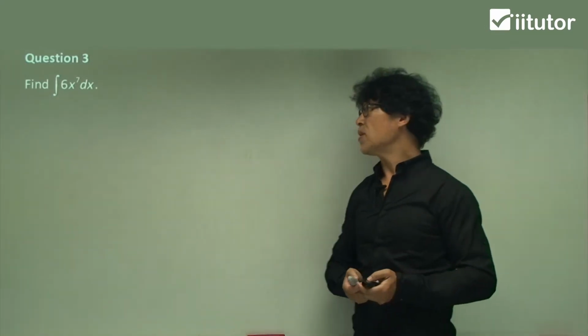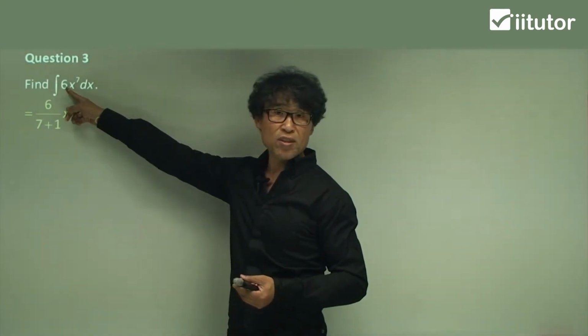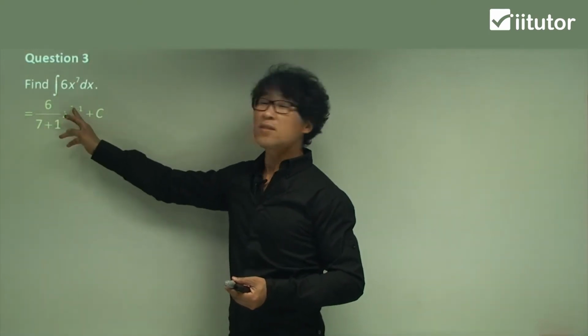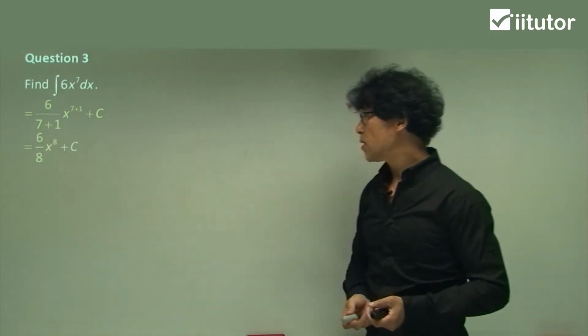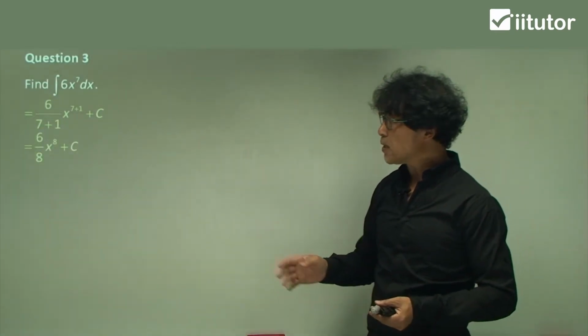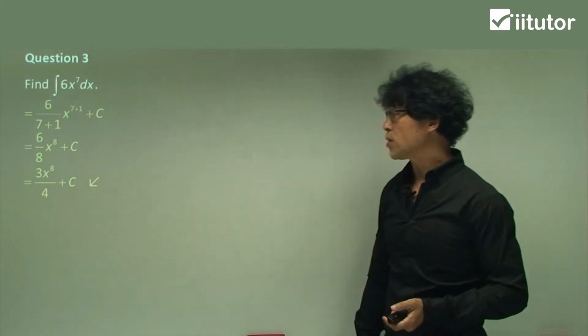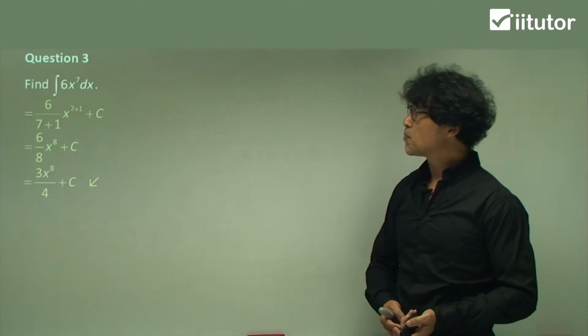Next one, 6x to the power of 7. Still the same process. Whatever the coefficient is, 7 plus 1, 7 plus 1, easy. So 6 on 8, x to the power of 8 plus c, and don't forget to simplify, which is 3 on 4. So that's how you do it. Not too hard.